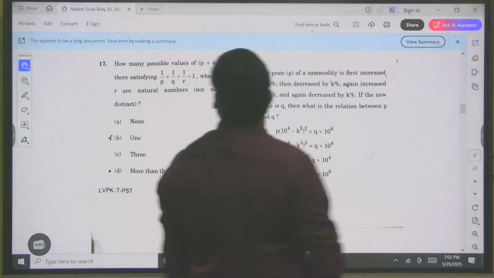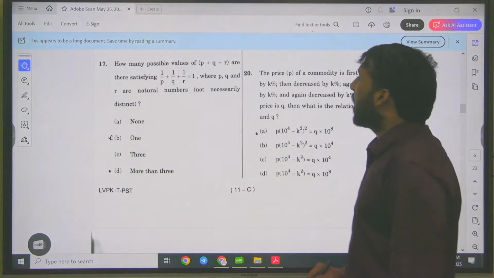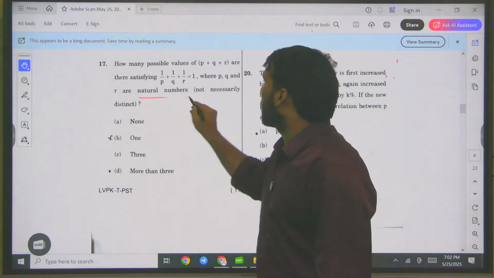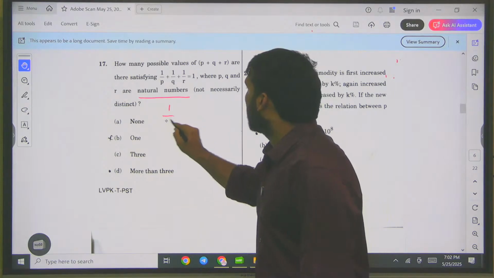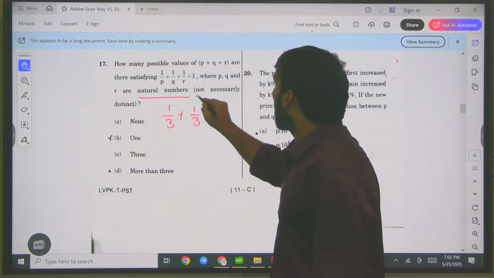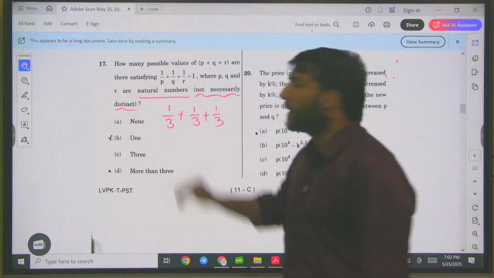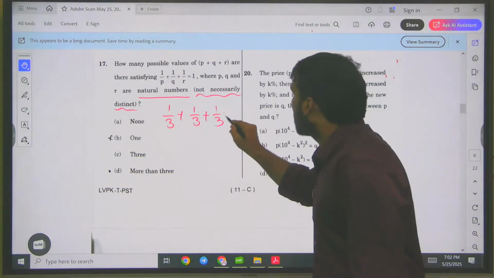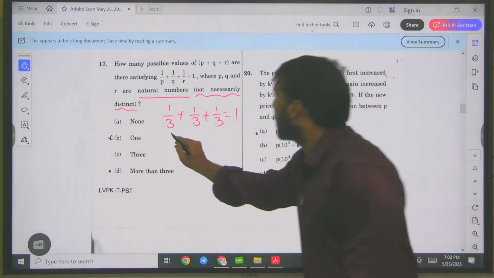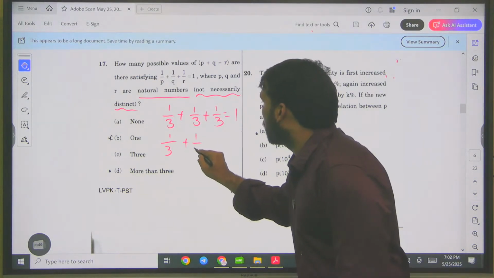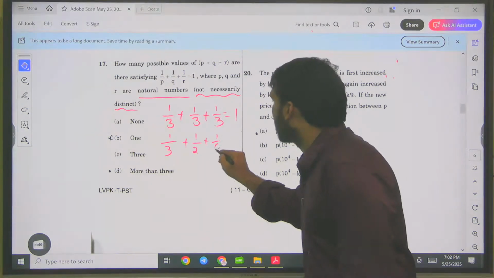So how many possible values of P plus Q plus R are there satisfying 1/P + 1/Q + 1/R = 1, where P, Q, R are natural numbers? So 1/3 plus 1/3 plus 1/3, not necessarily distinct. So it can be equal also. There is a chance of equality. How much am I getting? 1. One possibility: 1/3 plus 1/2 plus 1/6.